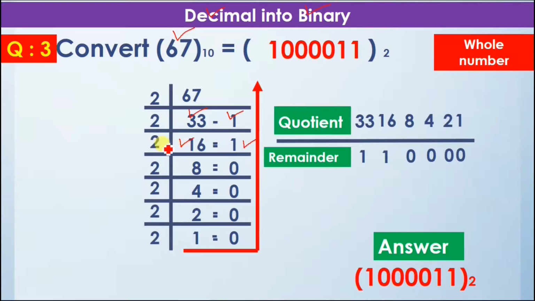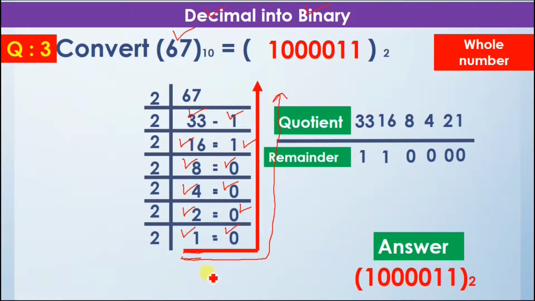Next, 33 is divided by 2, and then quotient is equal to 16 and remainder is equal to 1. Next, 16 is divided by 2, so quotient is equal to 8 and remainder is equal to 0. Next, again we divide, so quotient is equal to 4 and remainder equal to 0. Then again 4 divided by 2, quotient is equal to 2, remainder is equal to 0. When we divide 2 by 2, we have the quotient equal to 1 and remainder equal to 0.